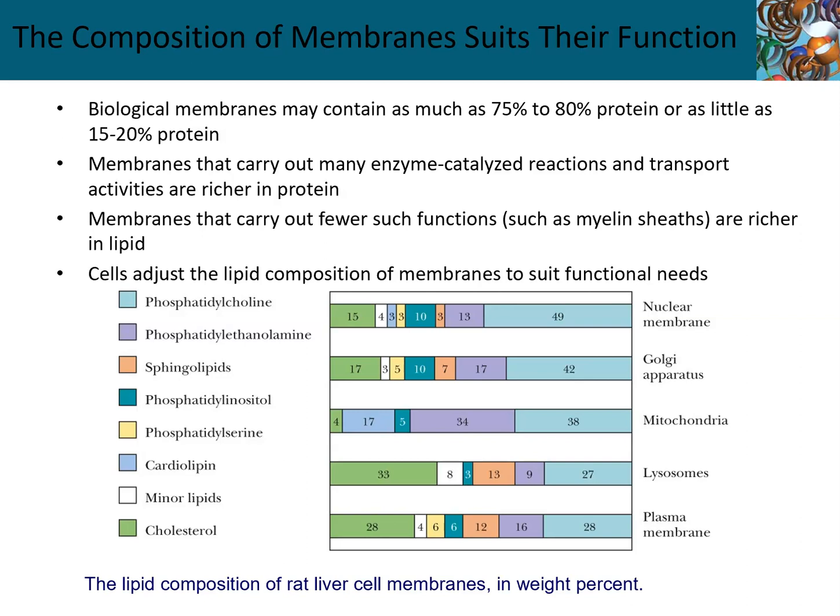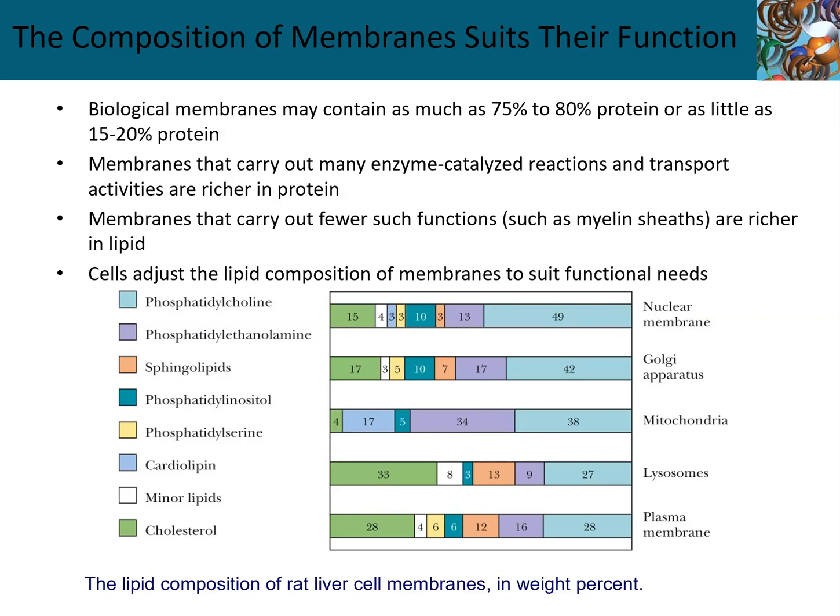And these membranes, like I said, full of proteins, carry out all kinds of enzyme-catalyzed reactions and transport activities. So whenever you have a biological function which is really facilitating chemical reaction and transport, you're inherently going to have an expectation that it will have a higher percent protein composition.